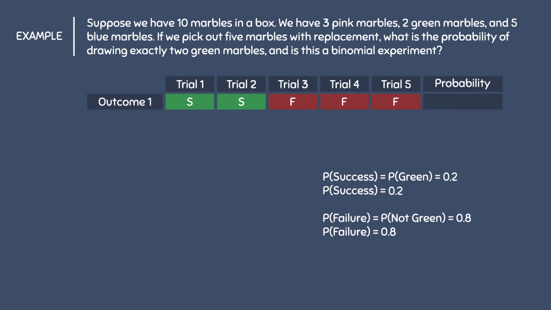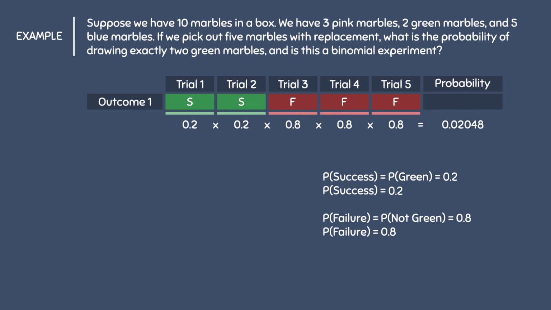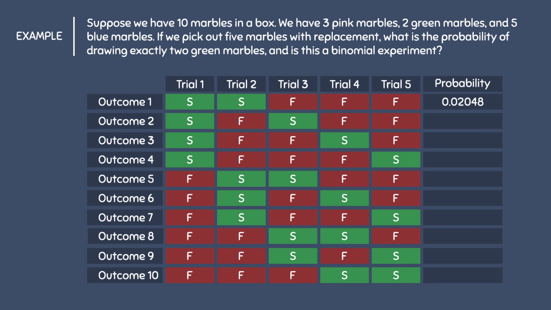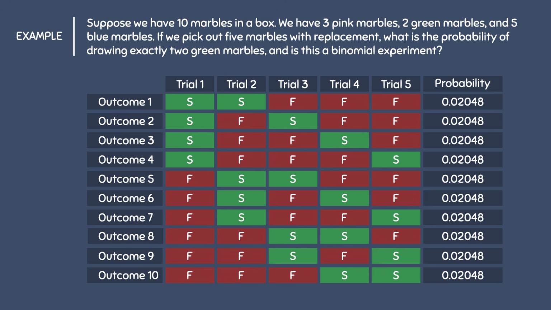Let's calculate the probability of the first outcome. We have 2 successes followed by 3 failures. So we will have 0.2 times 0.2 times 0.8 times 0.8 times 0.8, which gives us an answer of 0.02048. If we do a similar calculation for the rest of the outcomes, you should also get an answer of 0.02048.